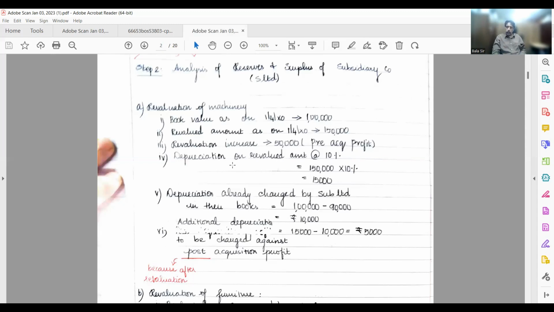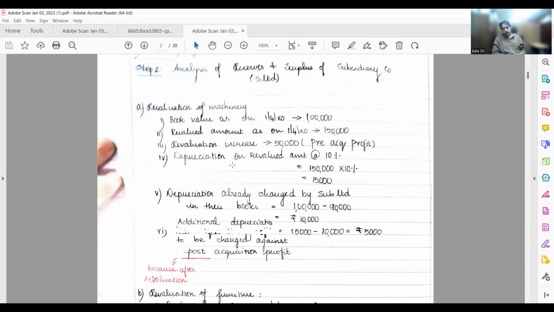Yes, sir. Please remember, point number 4 is the depreciation on the revalued amount for the post-acquisition period. For all the 12 months, why? Because I bought your company on 1st. I bought shares in your company on 1/4, right? For all the 12 months, 15,000 rupees.